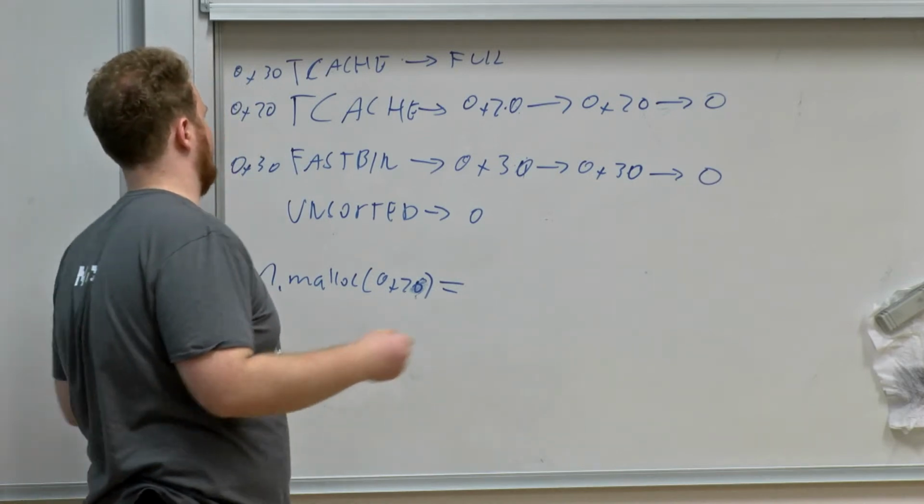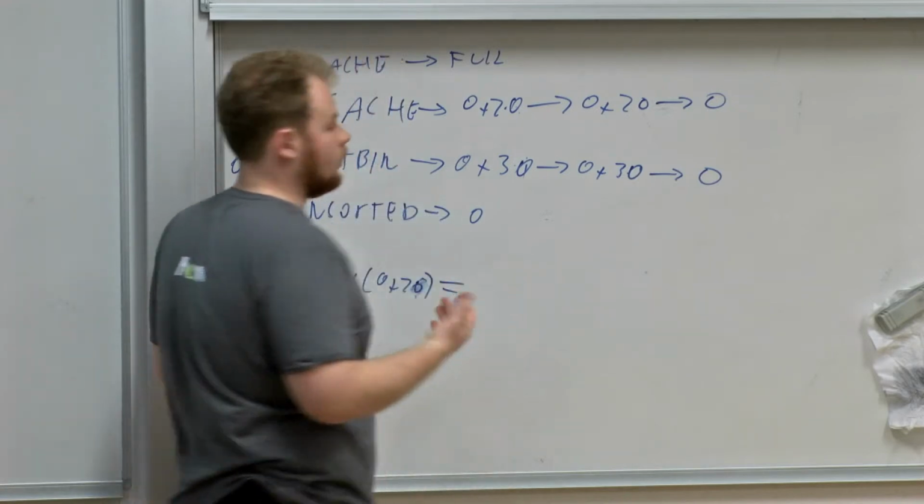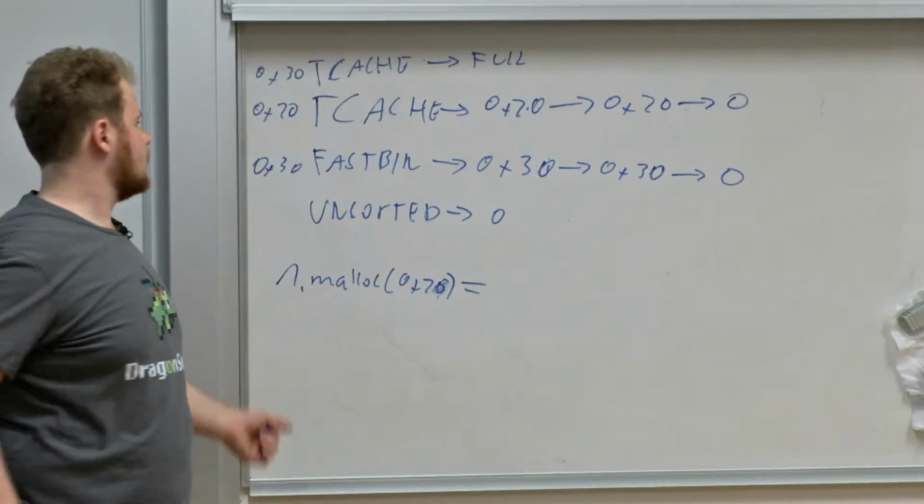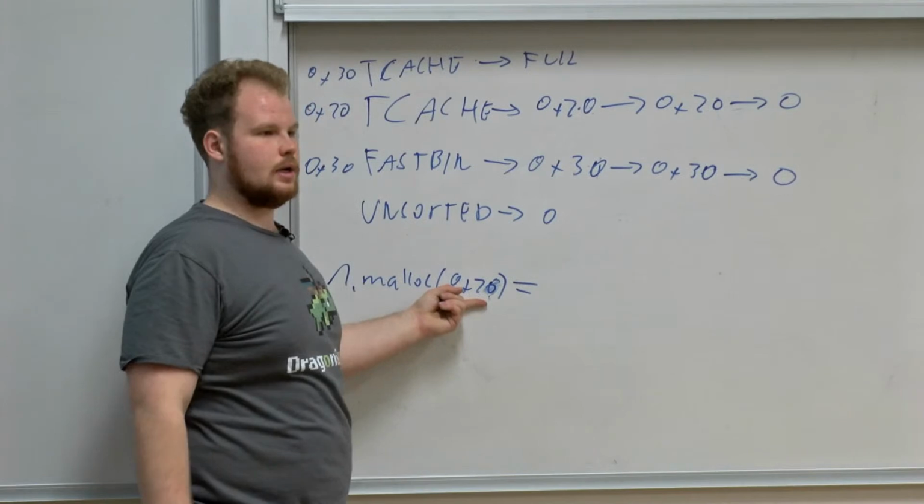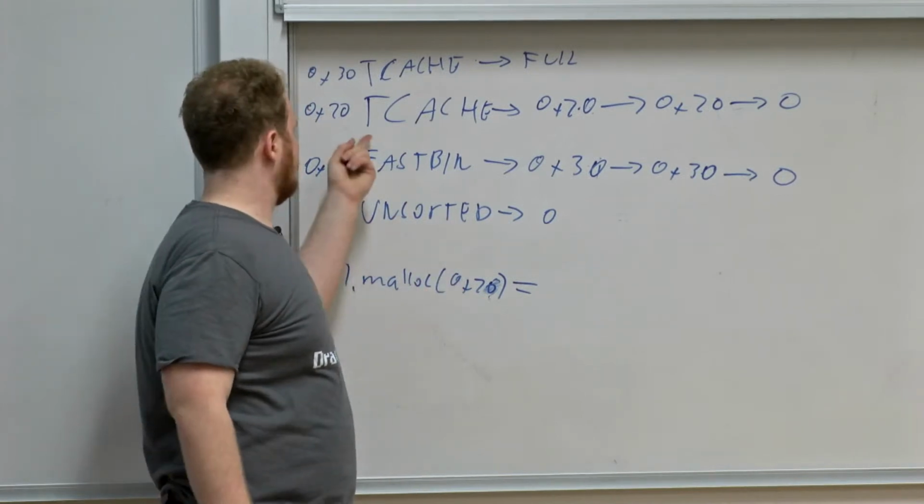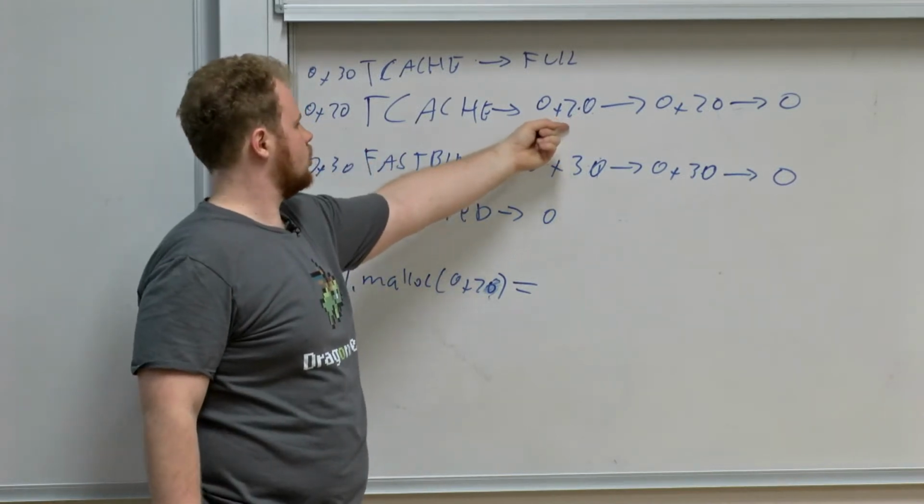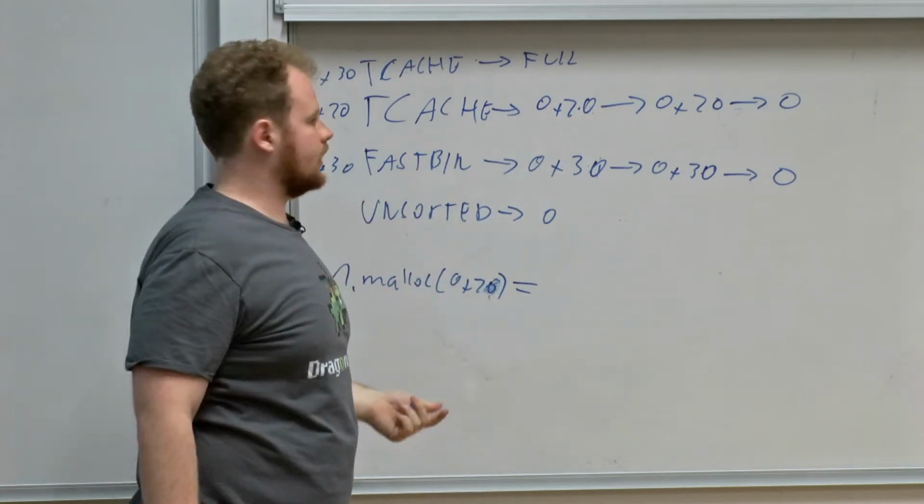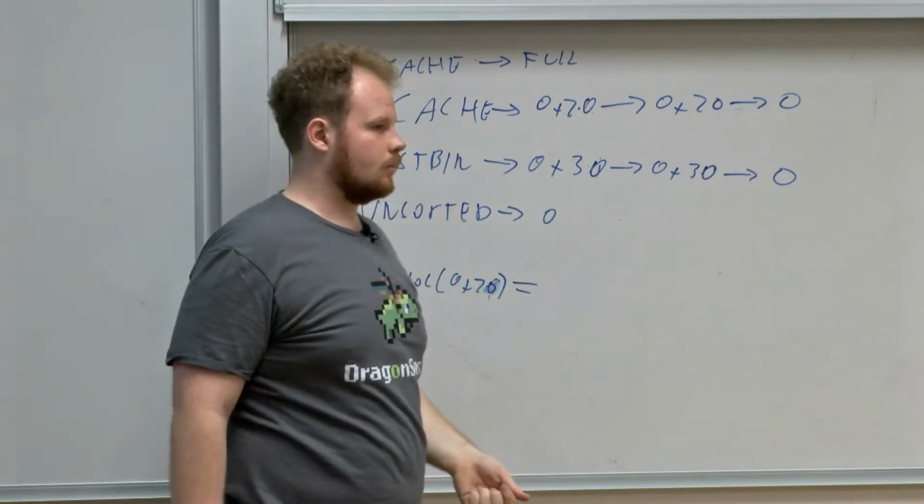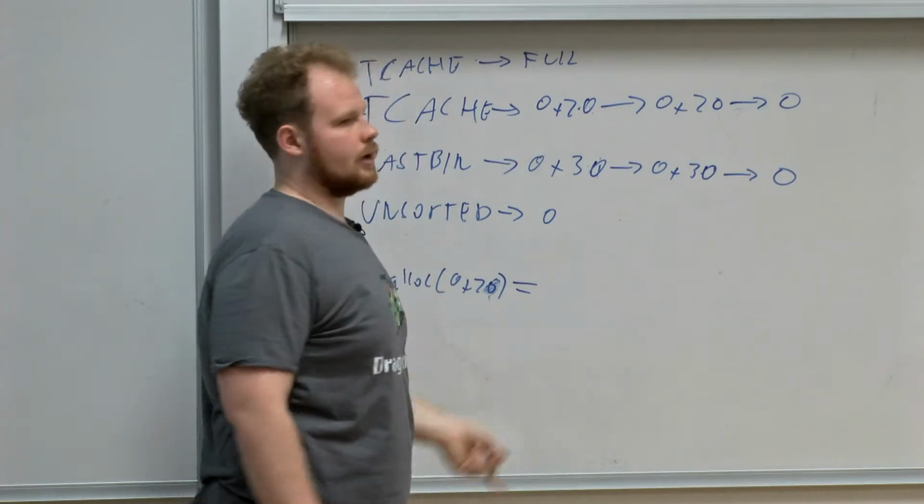Tcache, yes. So how does the malloc work? The malloc will say, all right, is the Tcache of size 20 empty? It will go look in the Tcache of size 20, and it will see, all right, Tcache of size 20 is not empty. I will take the pointer from there.